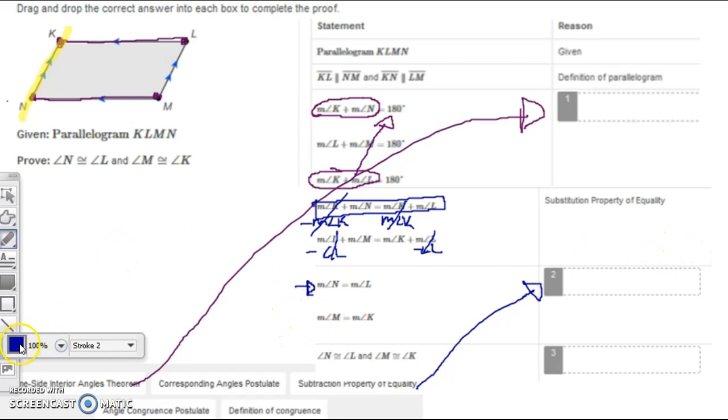And then for the last one, let me change colors again. We have to ask ourselves, okay, how did we go from this step down to this step? So right here we said the measure of angle L equals the measure of angle N, and now we're saying angle L is congruent to angle N. So we're saying because their measures are equal, they're also congruent. That is the congruence postulate. So the angle congruence postulate would go right there.